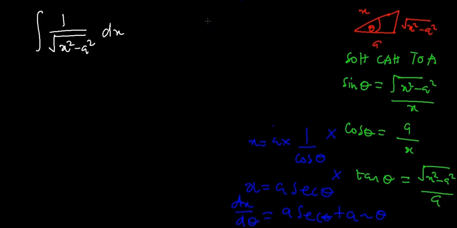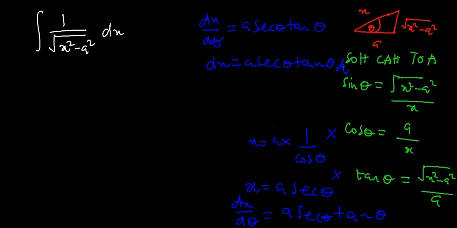Okay, so now we have dx over dθ equal to a sec θ tan θ. I want to make dx the subject, so dx will be equal to a sec θ tan θ dθ. Okay, all right, so this is what you have.